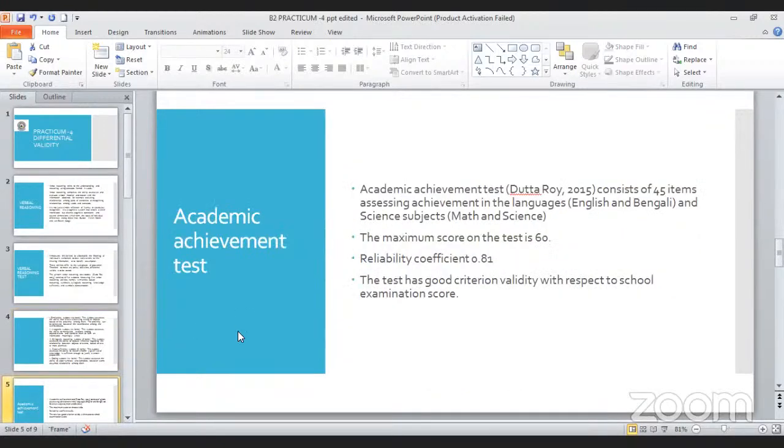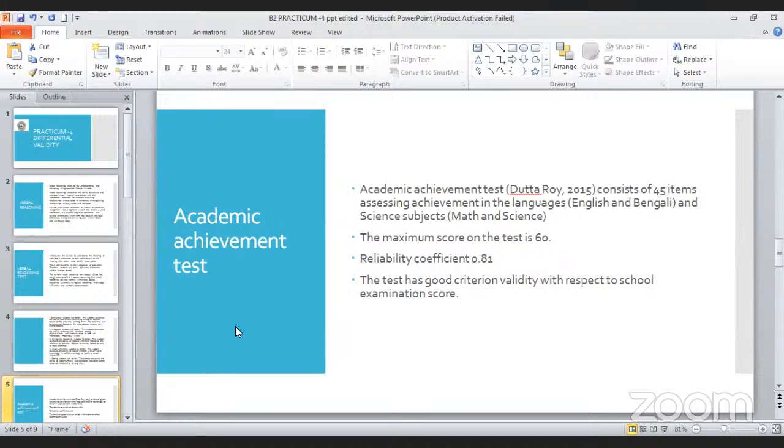So I have discussed the verbal reasoning test, that is a particular psychological test. Another test is the academic achievement test. The academic achievement test consists of 45 items. It was also made by Dr. Rai, 2015. And it assesses the achievement in languages, suppose English and Bengali, and science subjects, maths and science. The maximum score on that test is 60, and the reliability coefficient is 0.81. And the test has a good criterion validity with respect to school examination score.